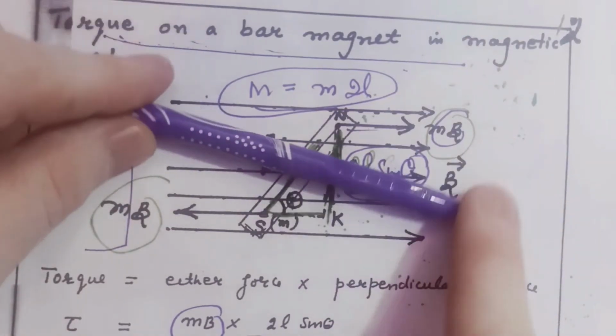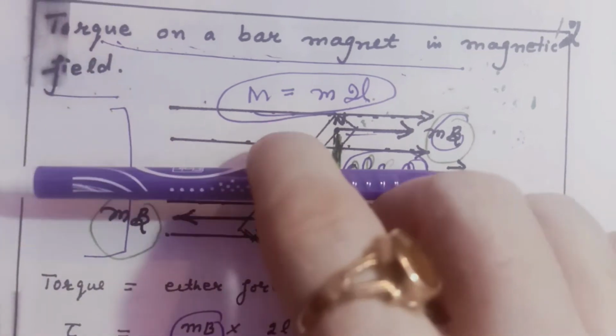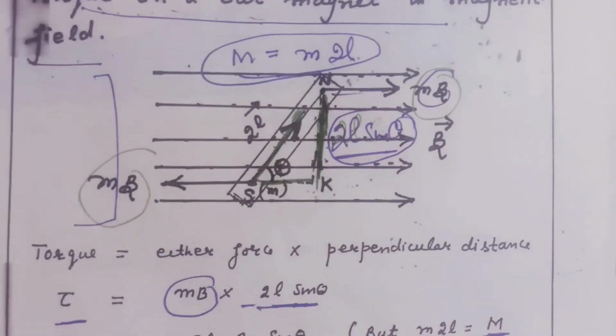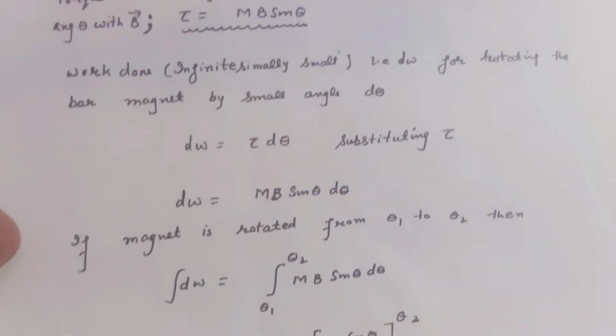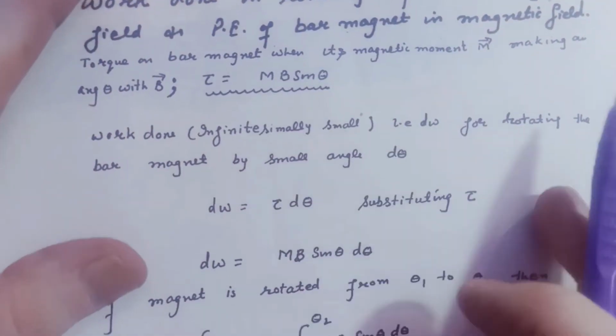Okay, and you can prove whether the oscillation is simple harmonic or not. That's the next question for you. Now I am coming to the potential energy stored in a bar magnet.